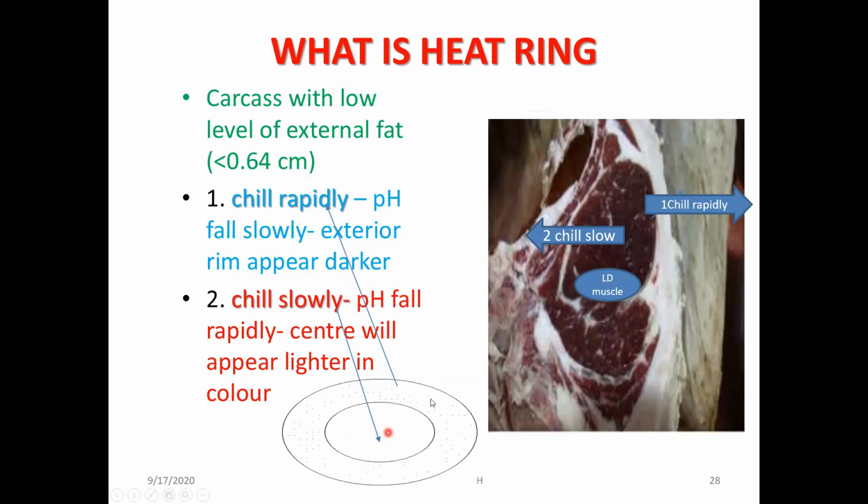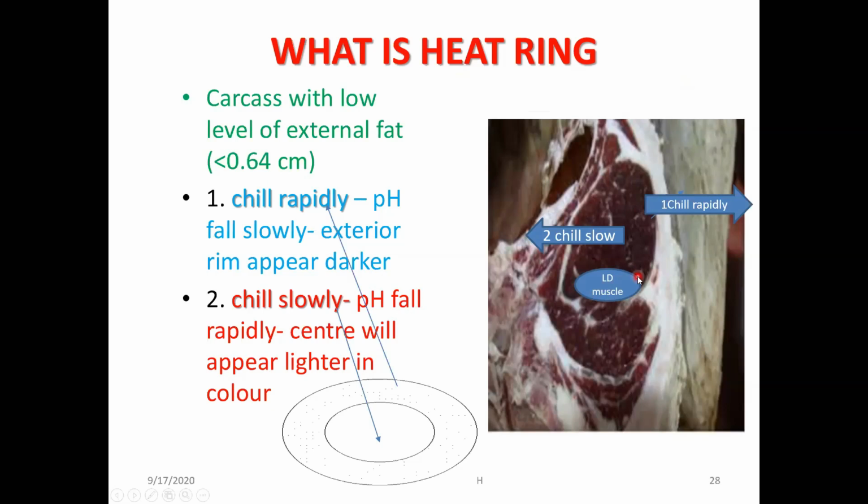Because of the variation in the pH, we will get two distinct colors. The inner will be brighter, and the outer will be darker in color. This is the longissimus dorsi muscle. The inner will be somewhat more cherry red in color, and the outer will be dark in color. So this is called heat ring. When you give electrical stimulation, this heat ring formation can be prevented, or it can be reduced.